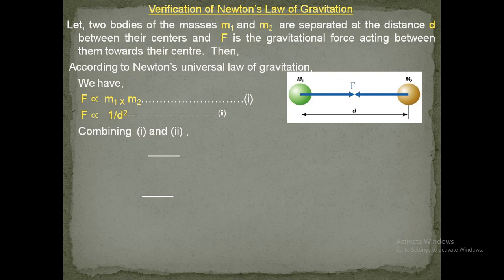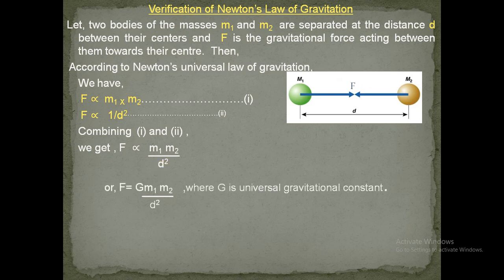So if we combine 1 and 2, we will get the combined form: F is proportional to m1 m2 upon d square. It means gravitational force is directly proportional to the product of the masses of two bodies and inversely proportional to the square of the distance between their centers.